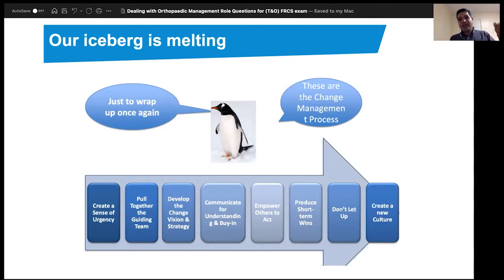For example, we'll audit the next month to see how many patients we can do in the elective ward after implementing the new change or the new policy. Or we'll measure the waiting time in the emergency department after implementing that change. So that is very important. For short-term wins, you have to decide that, like an audit or assessment of performance in the short term. Then don't let up, and create a new culture.